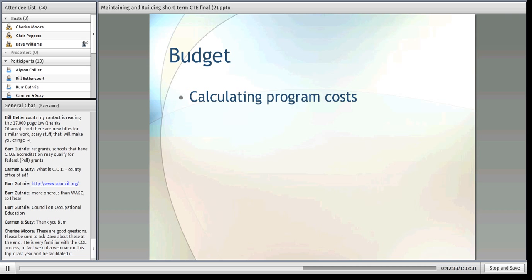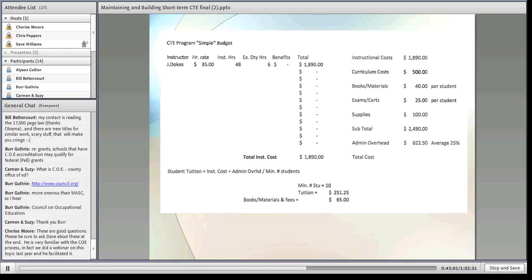I'm going to go through a basic, simple CTE program budget to look at what is necessary as components. What are you going to need charge for tuition for this? This is a very simple CTE program budget spreadsheet, and this spreadsheet actually in a welcome to use it if there's nothing.